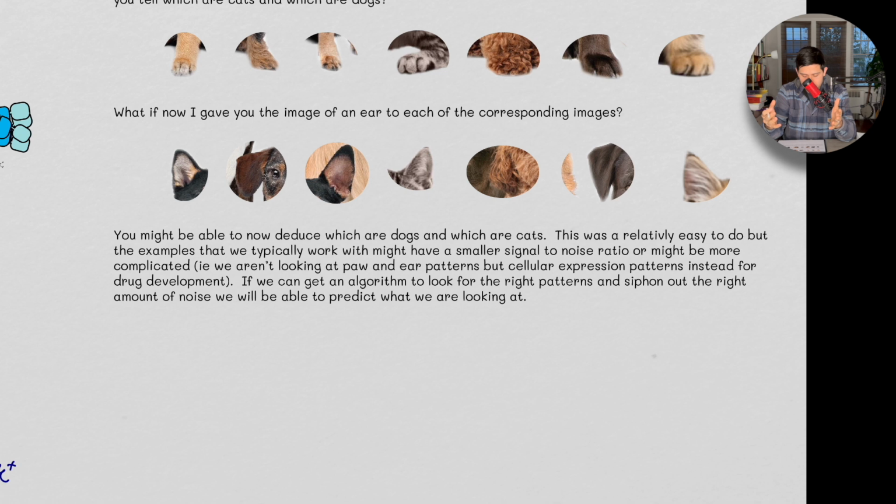So if we can get an algorithm to look for the right patterns and siphon out the right amount of noise, then we'll be able to predict what we're looking at. Okay, and this is the enterprise of artificial intelligence.